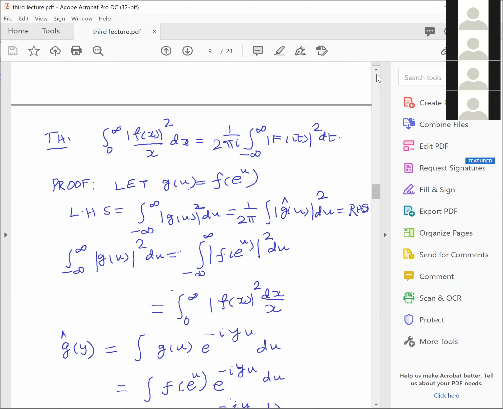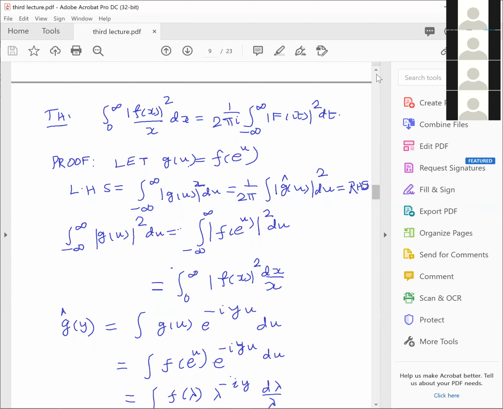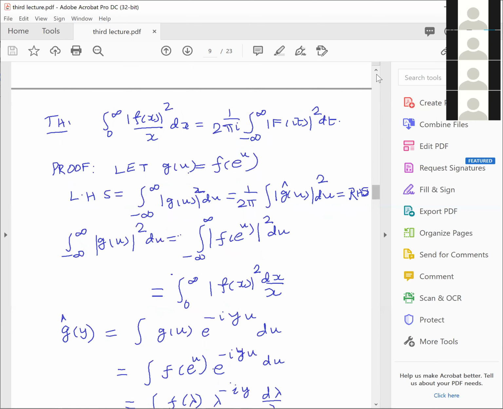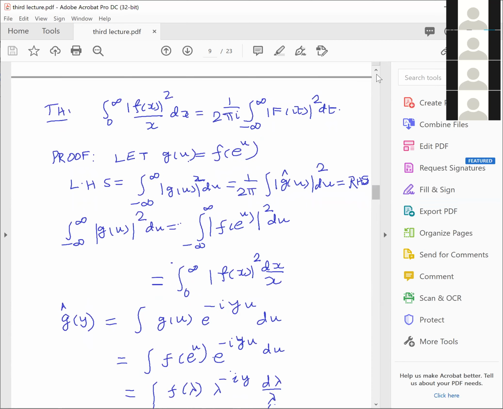Okay, f of iy, one over 2 pi... oh, that's not one over 2 pi i, there should not be an i at all. This is a real number: one over 2 pi times the integral from minus infinity to plus infinity of mod f(it) whole square dt. As I told you, I might have been goofing in the normalization factors, but everything will actually come to exactly what it was.